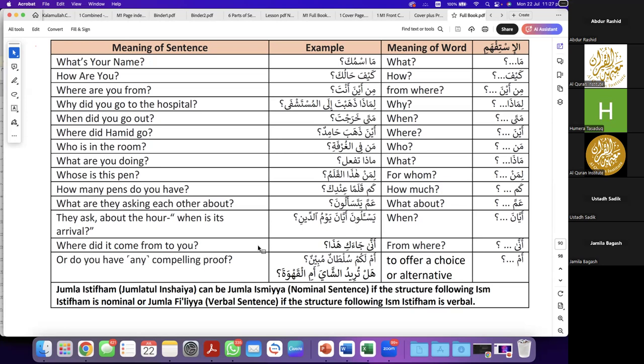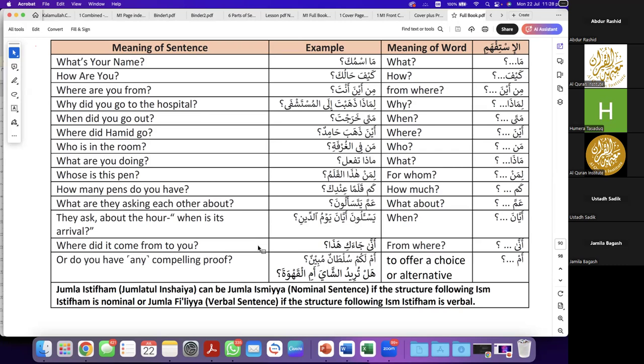Next one is madha. Madha taf'al. What are you doing? Next one is for whom? Liman. Liman hadha al-qalamu. Who is this?